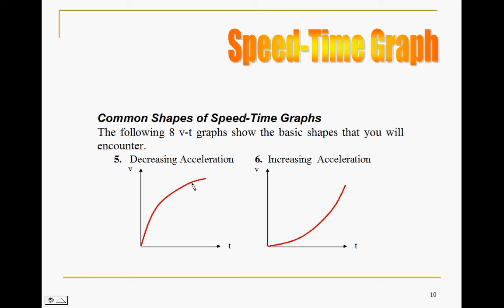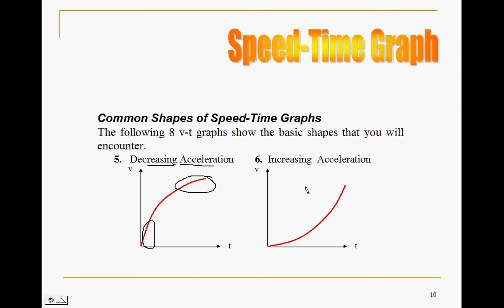Take a look at this. Here you have the gradient getting less and less steep. Initially it's very steep, and towards the later part, the gradient gets more and more gentle. How do you know? You can draw a tangent at this point as well as a tangent at this point. You'll notice that the gradient of the tangent here is less than the gradient of the tangent there. So we have what we call decreasing acceleration. Essentially, the velocity is still increasing, but towards the end it is increasing at a decreasing rate.